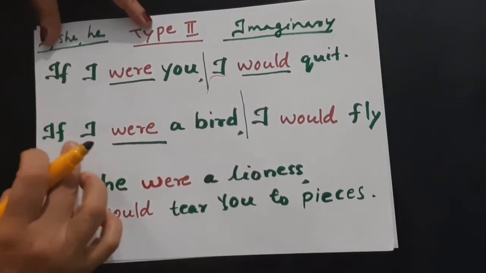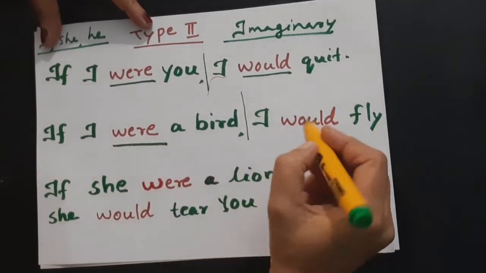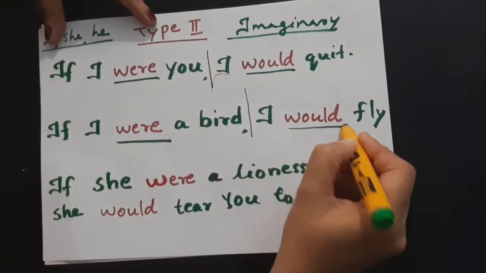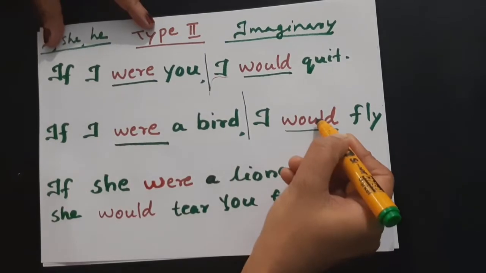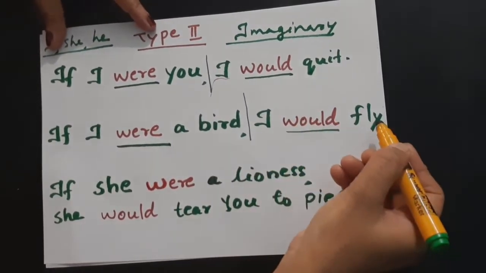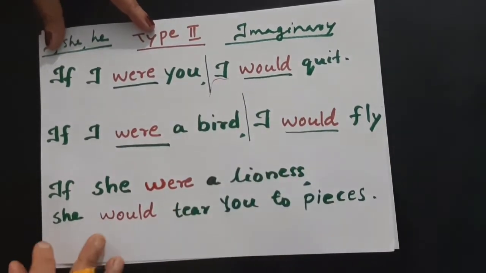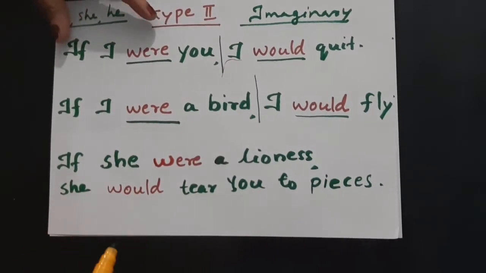So, if I were a bird, I would... Past tense, so would. I would fly. Imaginary condition.